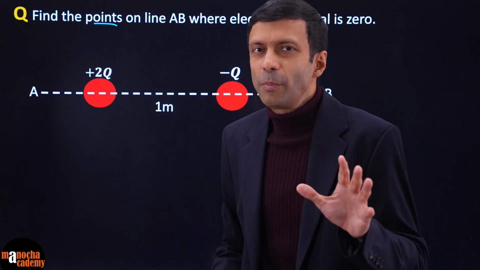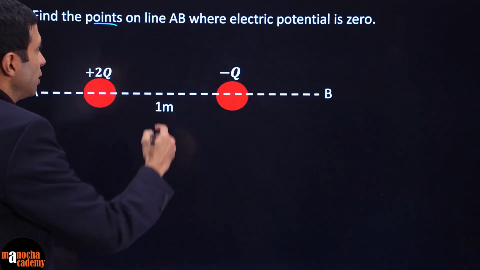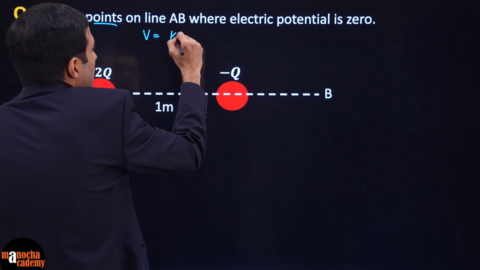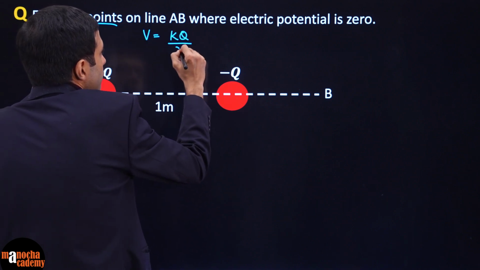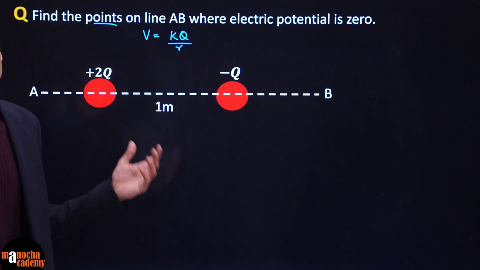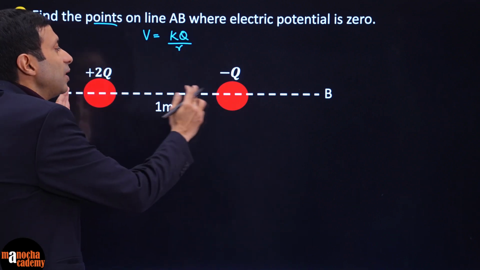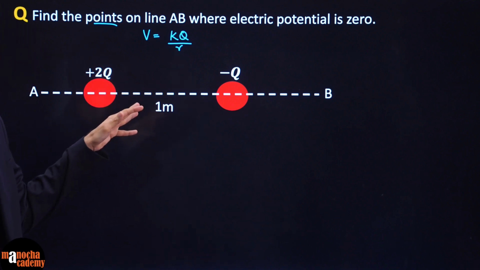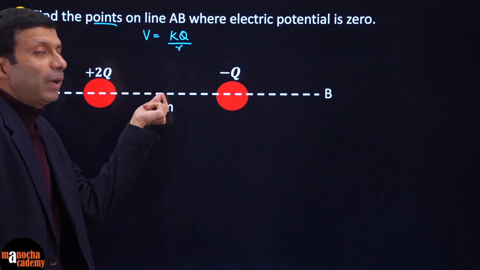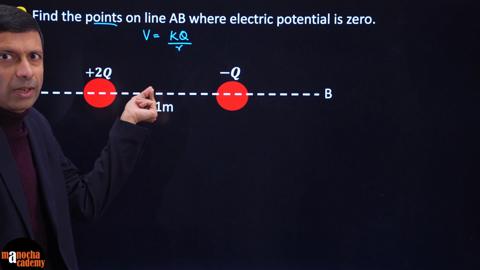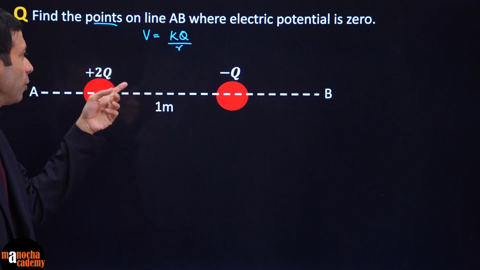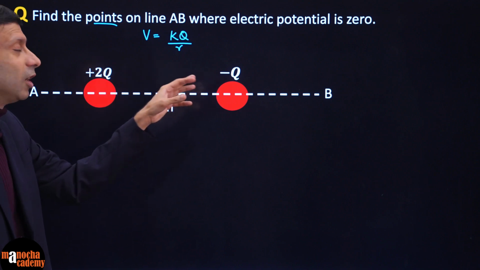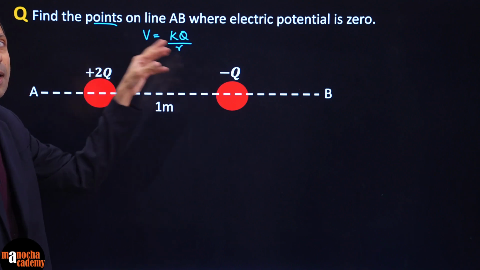So remember, what is the formula of electric potential due to point charges? The formula was V equal to kq by r. Now let's consider the first case of a point lying between the two charges, and let's see if the electric potential can be 0. So if I consider a point, let's say in the middle, can the electric potential be 0 there? Probably not, because you can see this charge is stronger than this charge. It is 2 times, right? So one is positive, one is negative, but it is double.